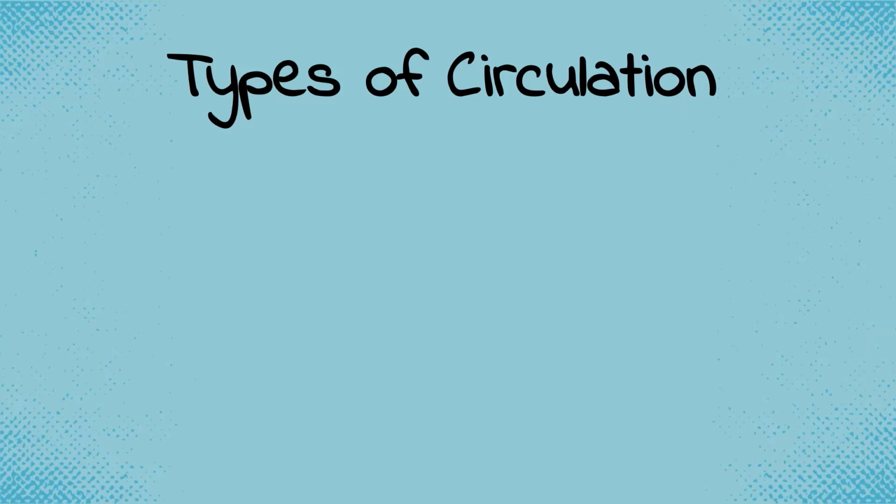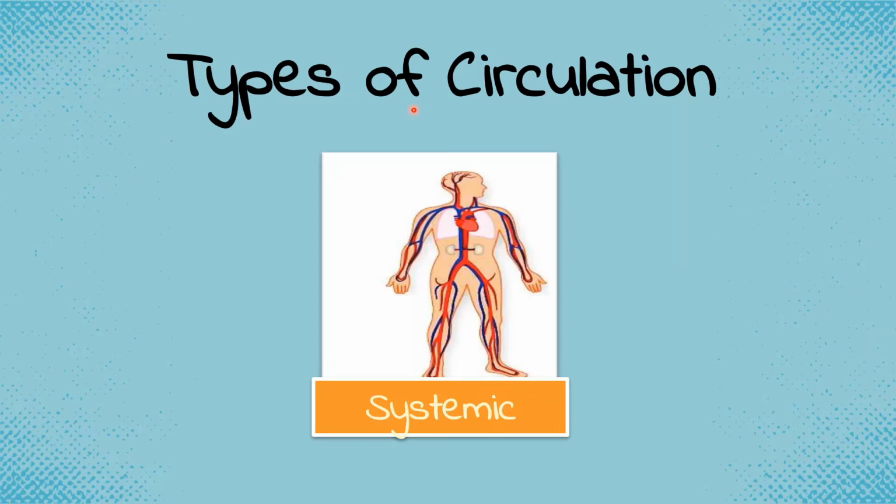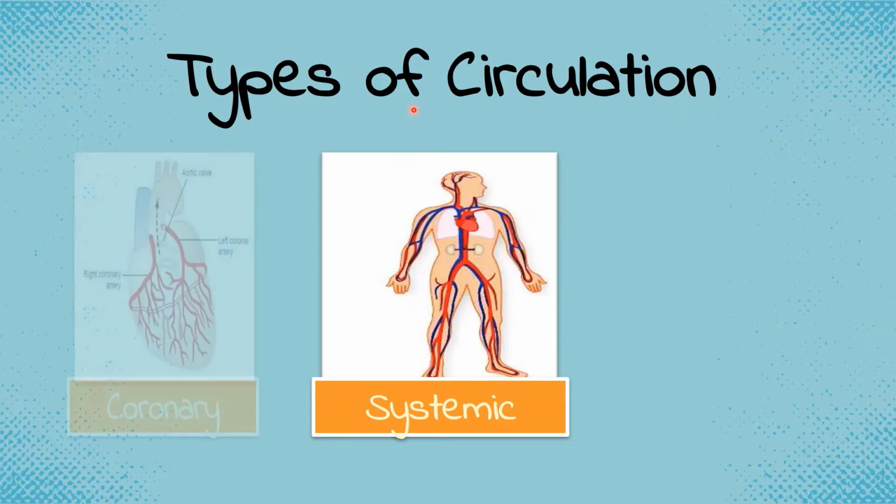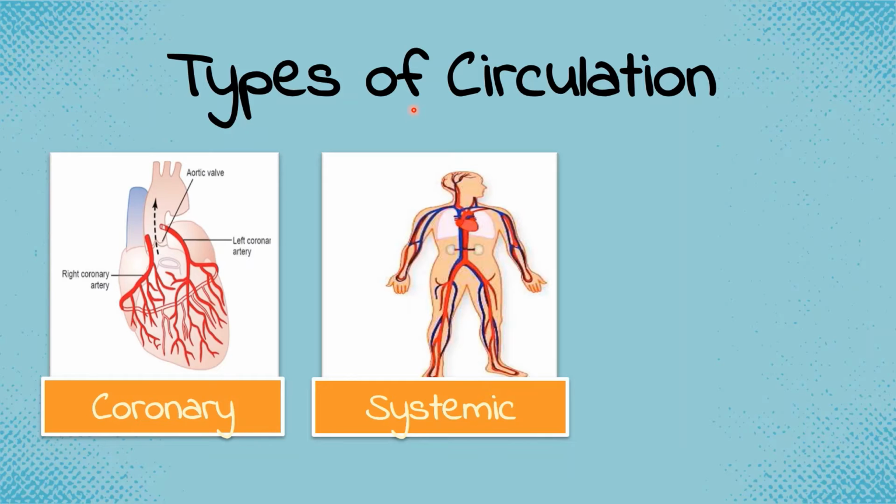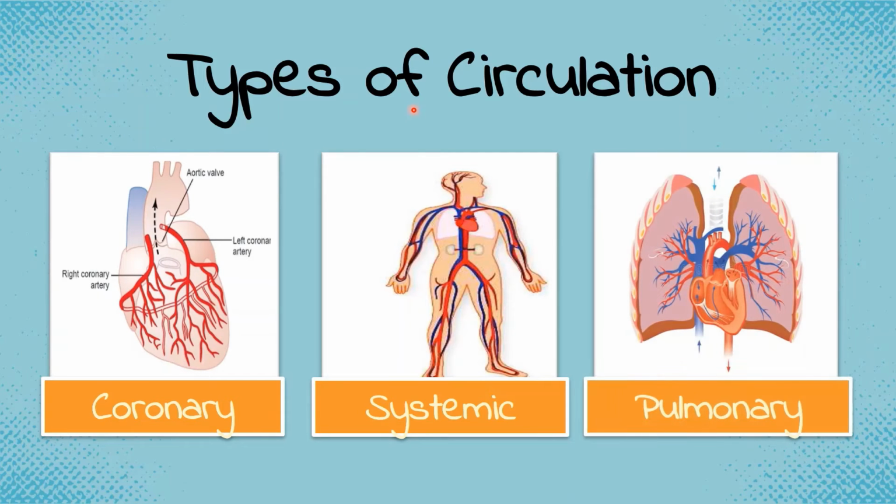The movement of blood through the blood vessels to distribute nutrients and oxygen and remove waste products from all parts of the body is called circulation. There are three types of circulation: systemic circulation, the coronary circulation, and the pulmonary circulation.